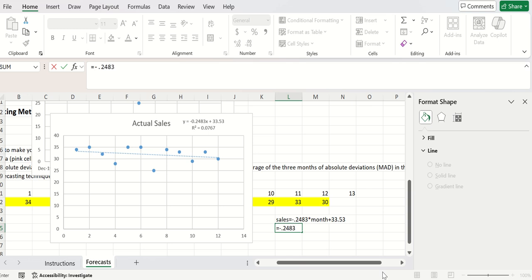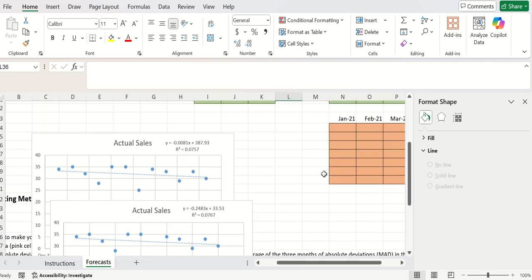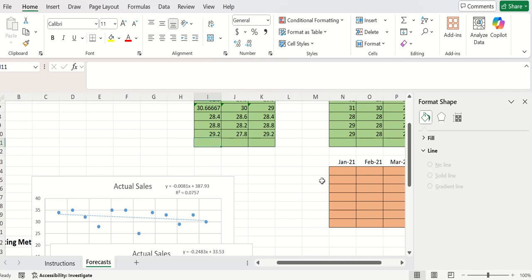0.2483 times the next month, which is 13, correct? And then I need to add my intercept. And so my forecast using linear regression would be 30.3. And whenever I round that, it now becomes 30.